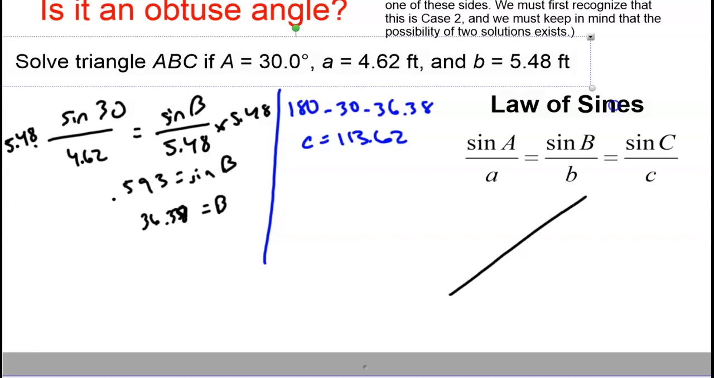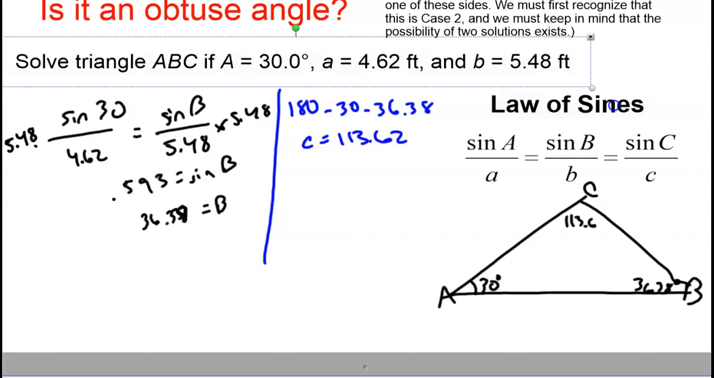And so we know I have an obtuse angle here. We were given an acute angle, A, of 30. We have angle B, which is 36.38 degrees, and we have angle C, which is 113.62 degrees. We also know that side A is 4.62 feet, and that side B is 5.48 feet. So now we need to figure out side C.